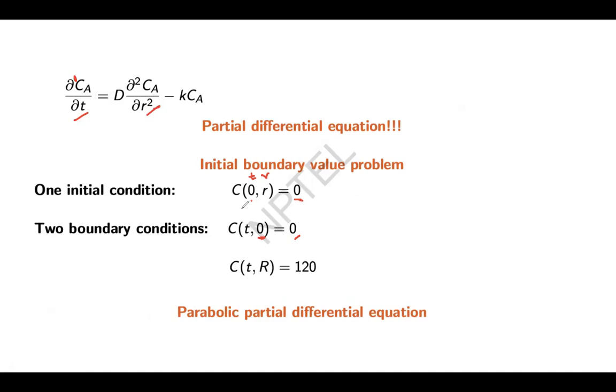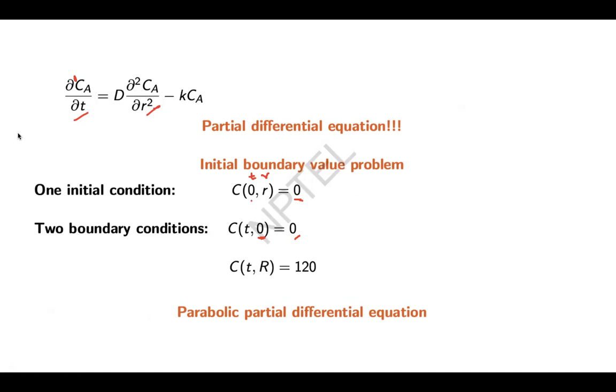So this is called an initial value condition because this tells what happens to the initial condition of the system. Next, we have two boundary conditions. One is for position r equal to 0, that is inside the catalyst pellet. Another is for r equal to R, which is outside the catalyst pellet. So this forms one initial condition and two boundary conditions.